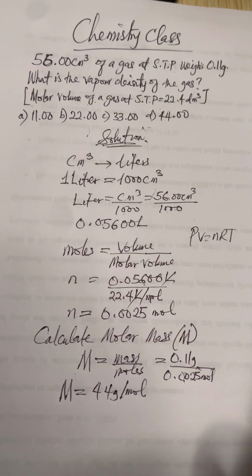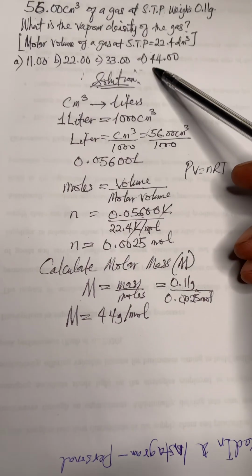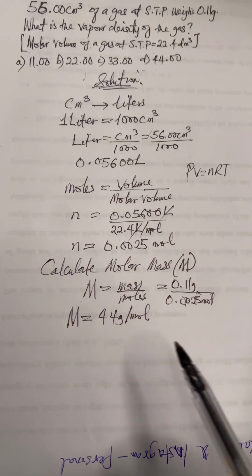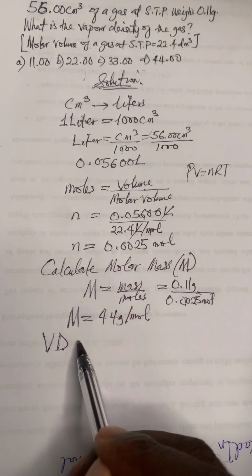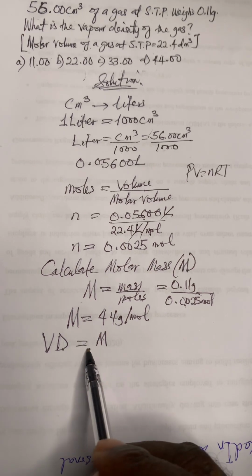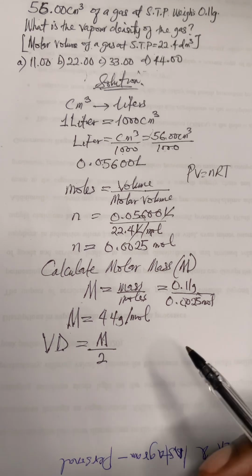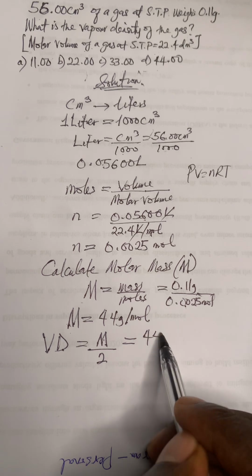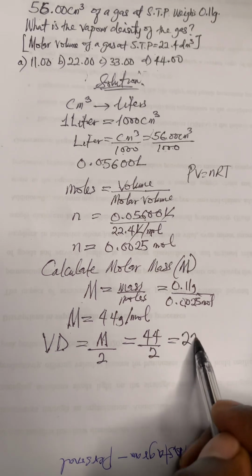Now, do you think that's the best answer? Some people go and tick this particular one as the final answer. It's not. What you're asked to compute is the vapor density, which is VD. The vapor density is equal to molar mass, M, divided by 2. This is the formula. Very simple formula. I wonder why people don't know it. So this will give us 44 divided by 2, and that will give us 22.